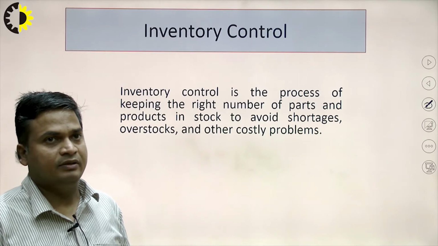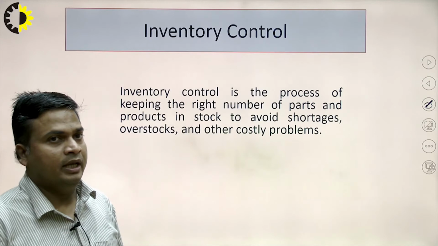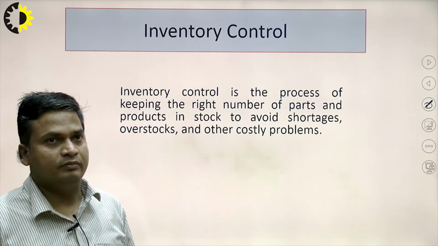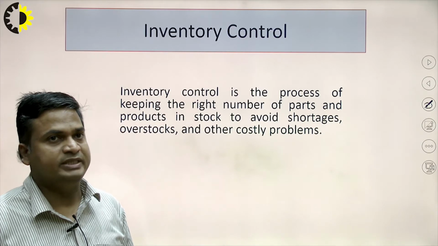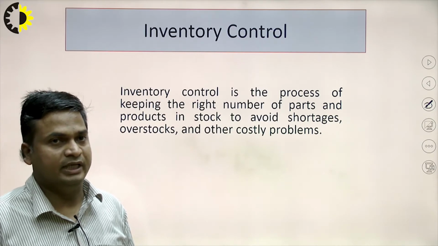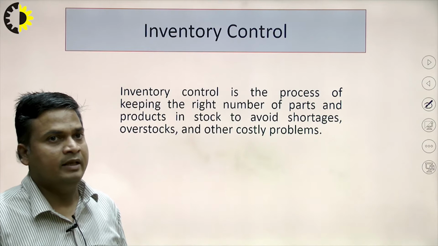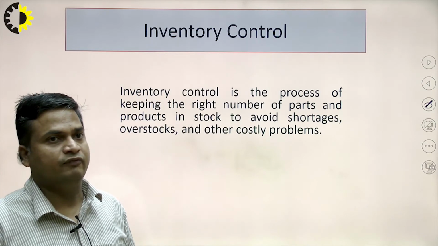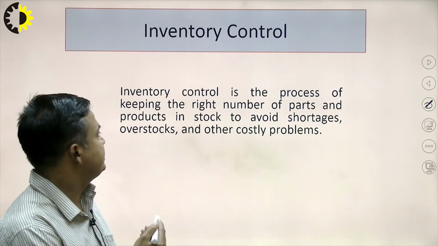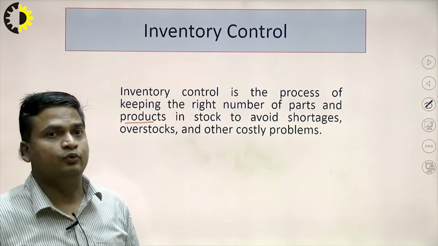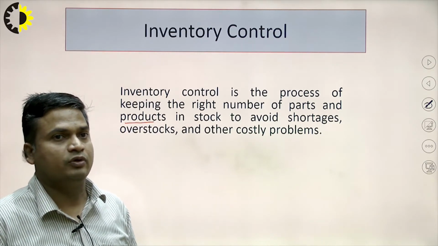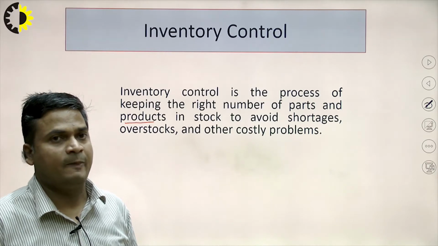In this case, inventory control, again we have to control the inventory, and we have to minimize the cost, but the costs are different, that we will discuss in the coming slides. So, inventory control is the process of keeping the right number of parts and products in stock to avoid shortages, overstocks and other costly problems.